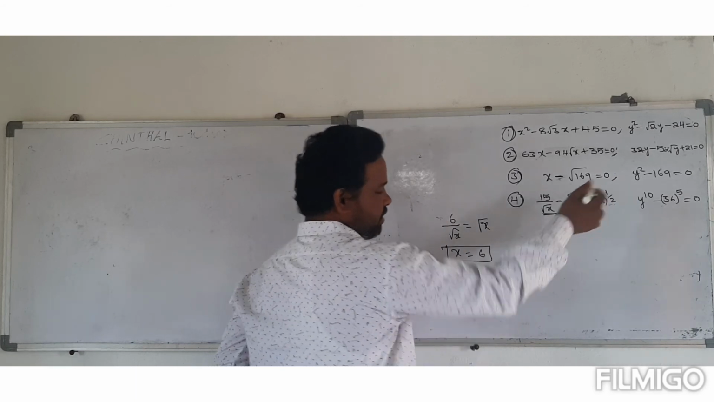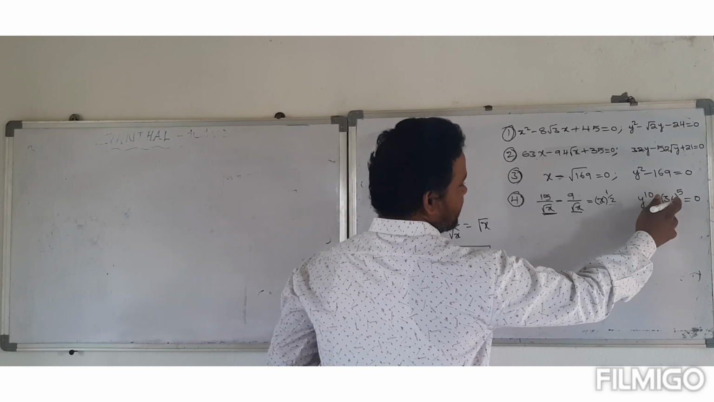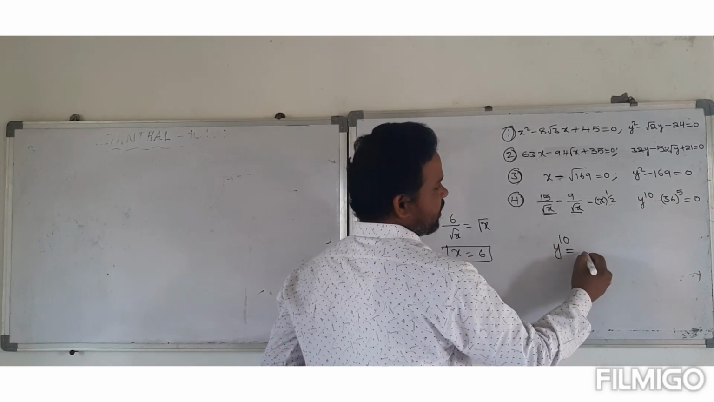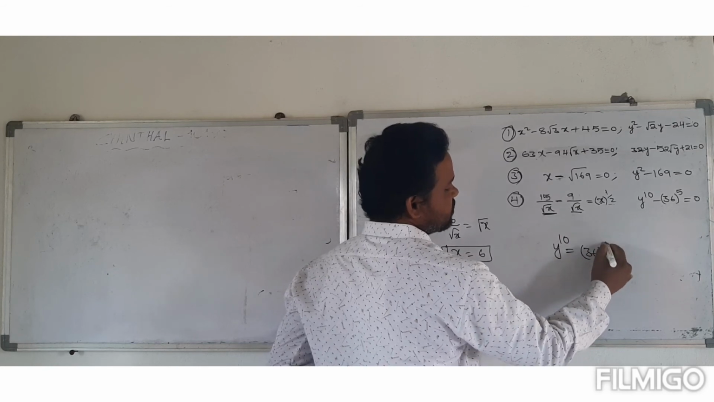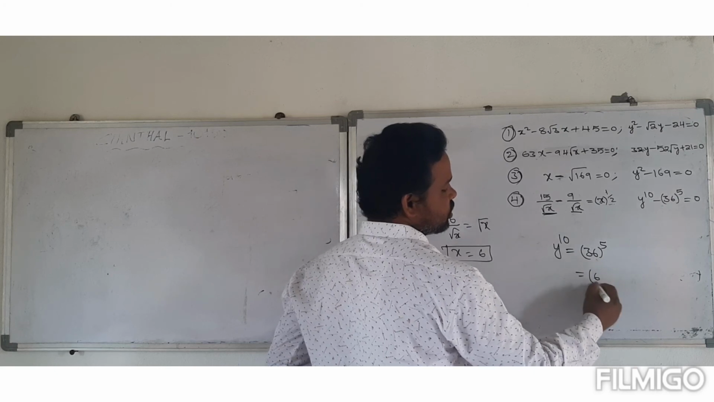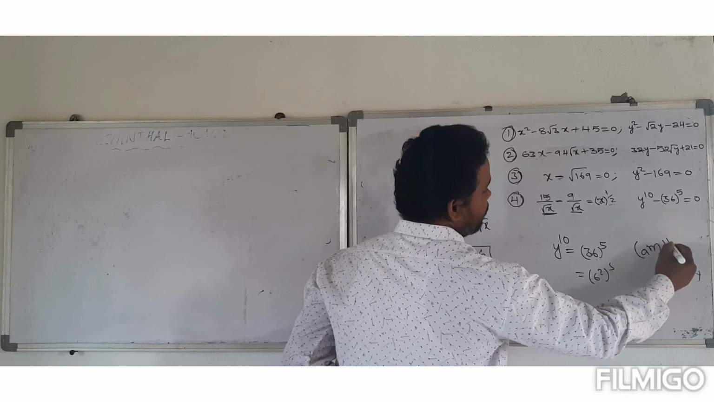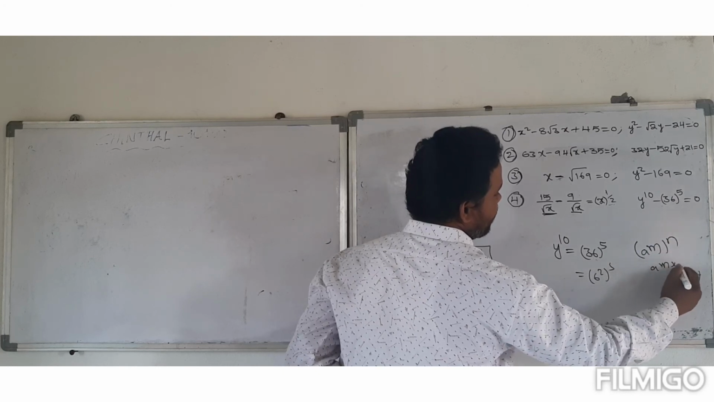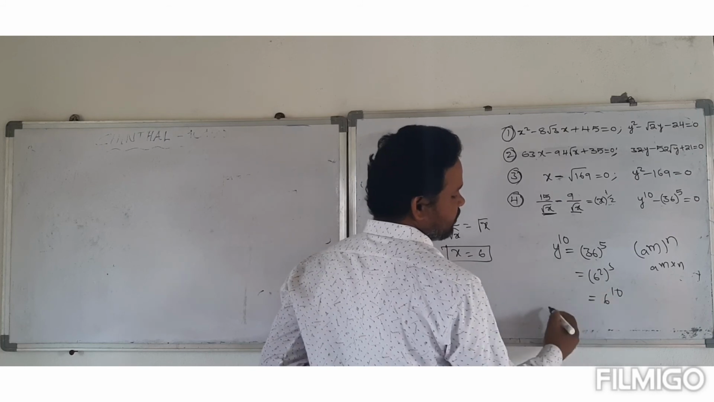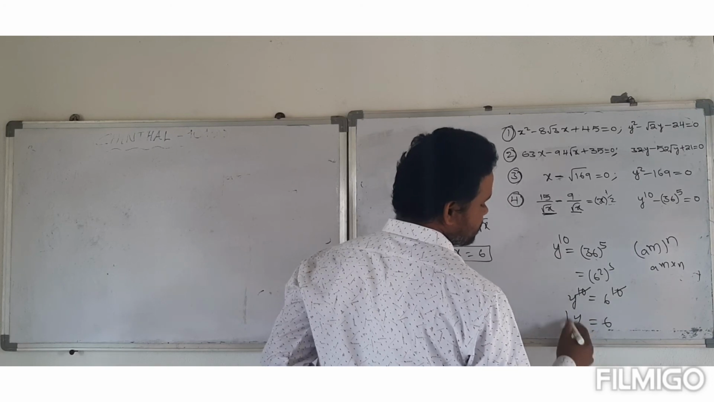When it comes to y to the power of 10 minus 36 to the power of 5 given, it means y to the power of 10 is equal to 36 to the power of 5. Just remember, 36 means 6 squared, to the power of 5. A to the power of m all to the power of n is equal to a to the power of m into n. 2 into 5 is 10, so 6 to the power of 10. Here y to the power of 10. 10 and 10 cancel, then y is equal to 6.